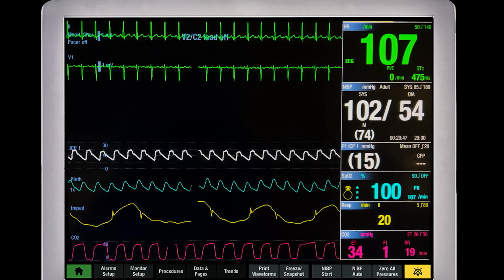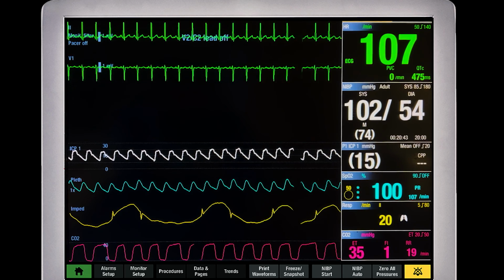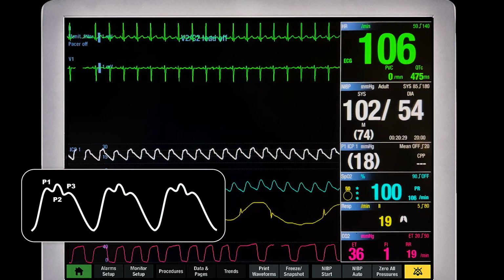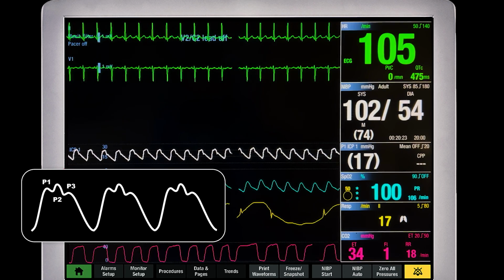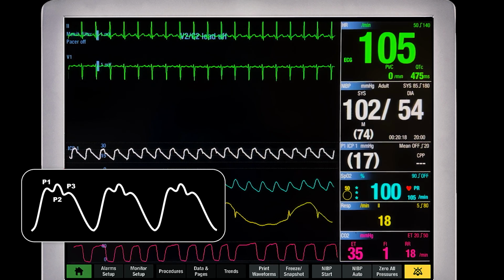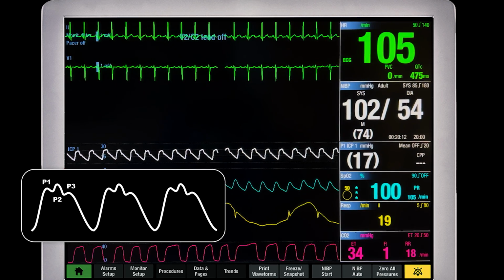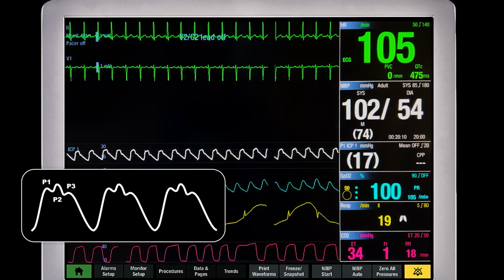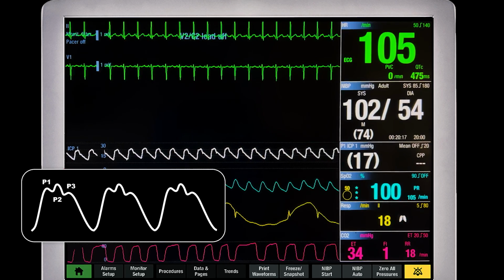ICP reading is 15 millimeters mercury, but that is deceptive. Look at the waveform. P2 is elevated as compared to P1. Uh-oh, that means the compliance of our patient's intracranial compartment is not great. This may be an early sign that intracranial pressure is about to rise. We need to do something about this. But what to do? How do we address our patient's decreasing intracranial compliance?